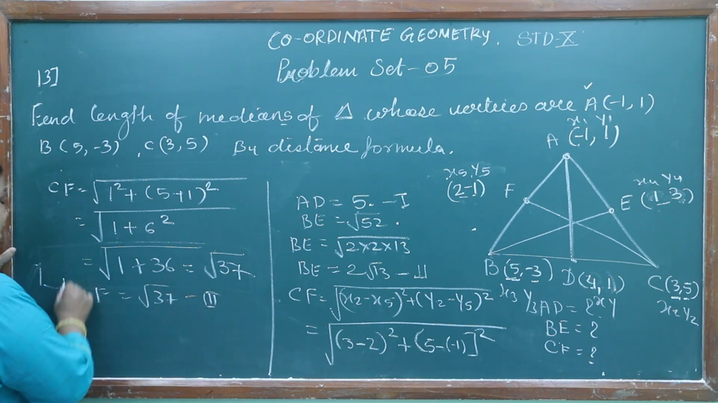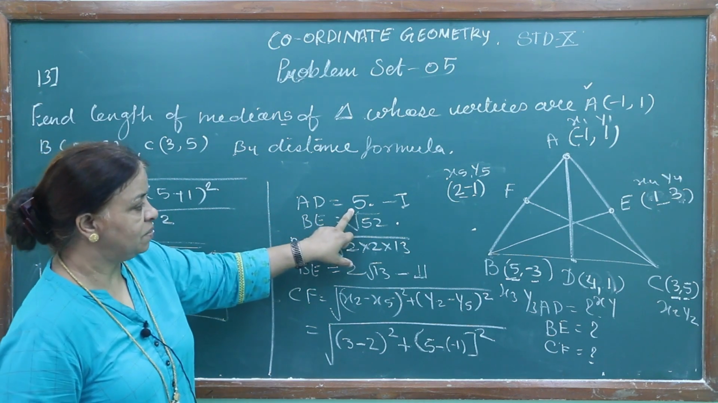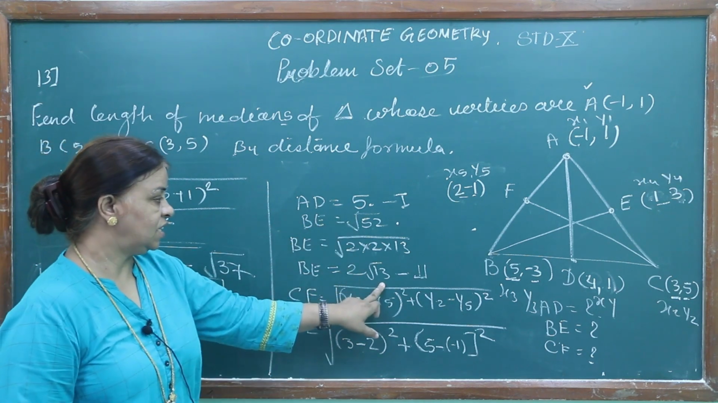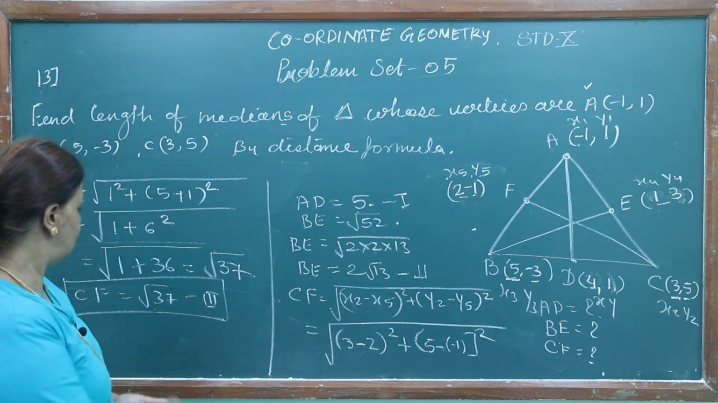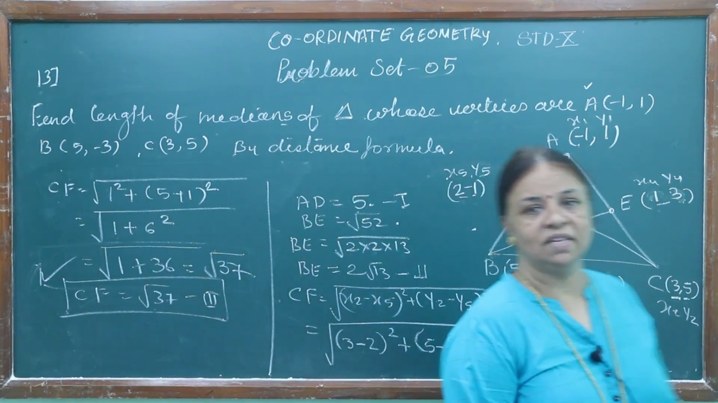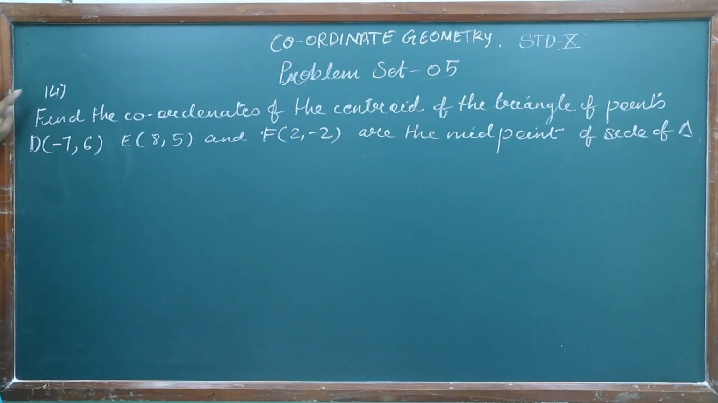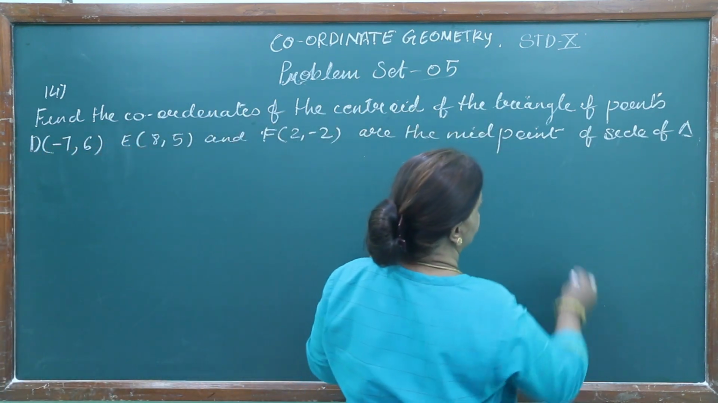So children, you can see AD is 5, AD is the median, BE is 2 root 13, another median, and CF is under root 37. You can pause, the sum is done, you can pause and rewind and learn the sum. Question number 14. Find the coordinate of the centroid of the triangle.